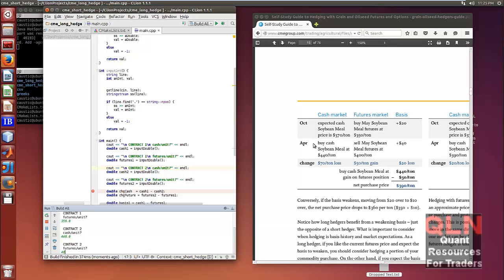440.0, 400.0, and then we've got their net price at 390, but our change in futures at 50, that's a second contract. Change in cash, 70 a ton loss, it's correct. Basis 20, basis of 40, 440, second contract at 50 plus 390. Okay, so hopefully that will work, or at least satisfy those that may find this useful.